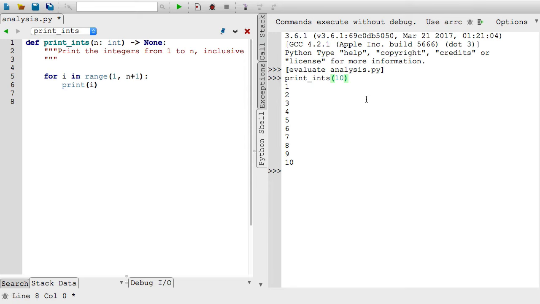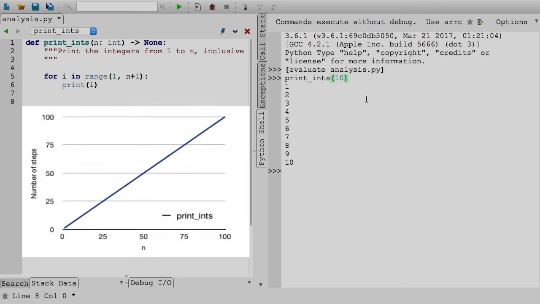Let's plot this so that we have a visual representation of the runtime. On one axis, we'll have n, the input to the function, and on the other axis, we'll have the number of steps that the function will execute for a given n. For this problem, the steps that we're measuring are the print function calls. Notice that the number of steps is proportional to the size of n.